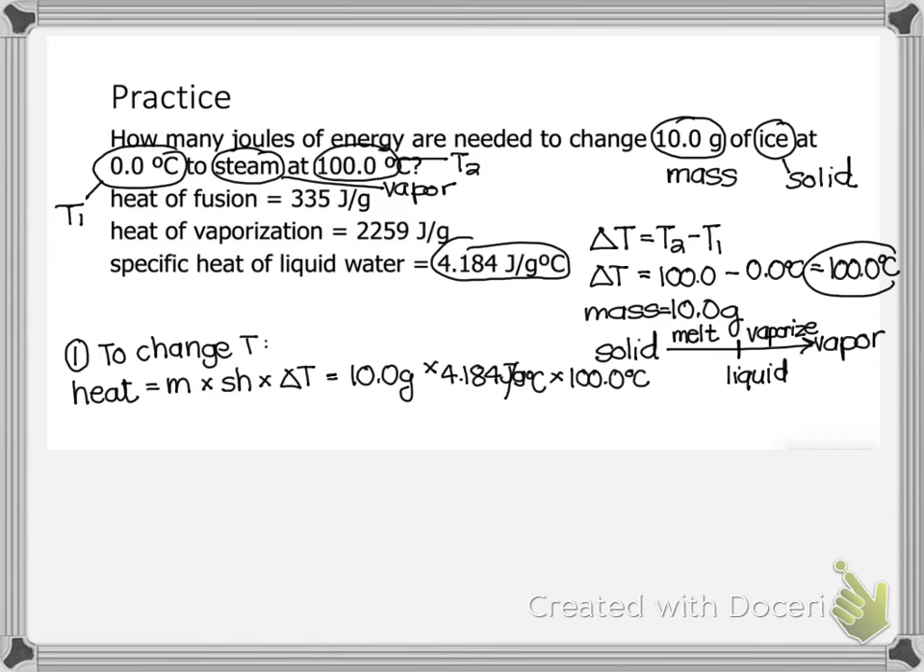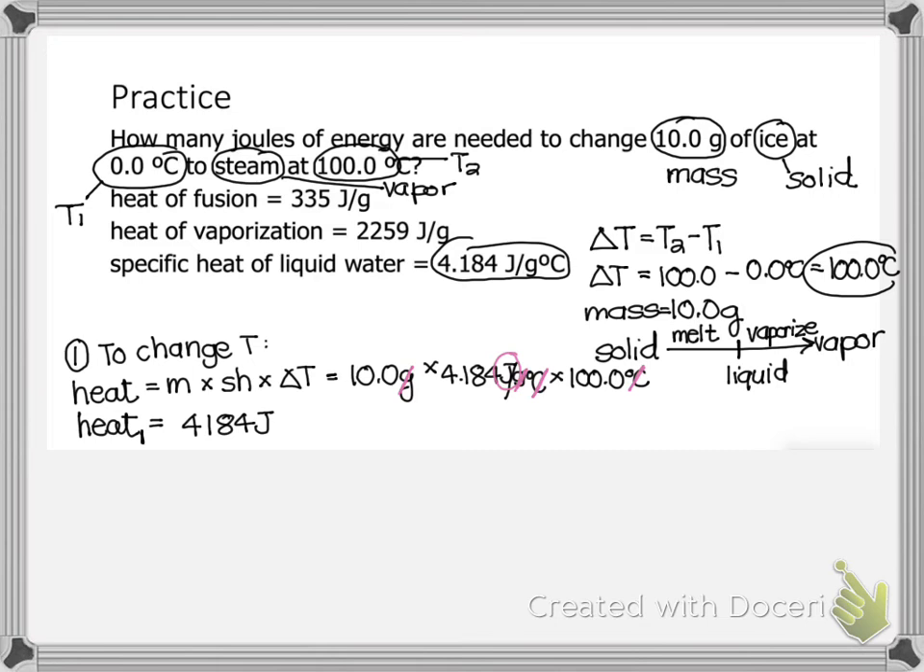Now, if you're like me and like to see how the units cancel, a degree Celsius cancels here, grams cancels there, and you're left with joules, which makes sense because we're calculating heat. So the first heat, the heat to change the temperature, is going to be, I have my calculator, 10 times 4.184 times 100. And I get 4,184 joules. So I'm going to call this heat 1. That's the first one I calculated.